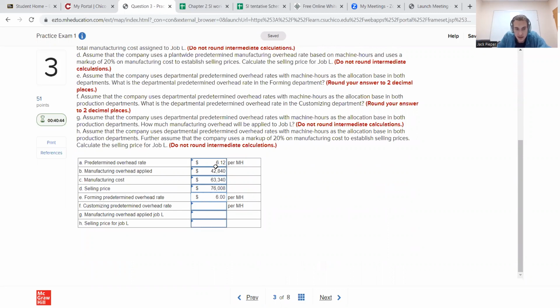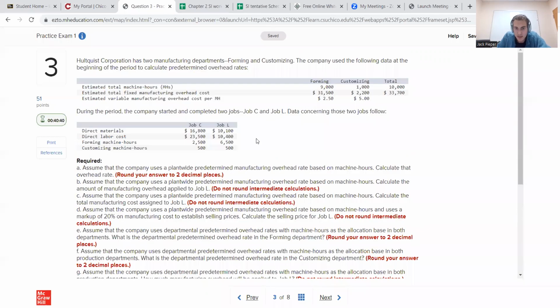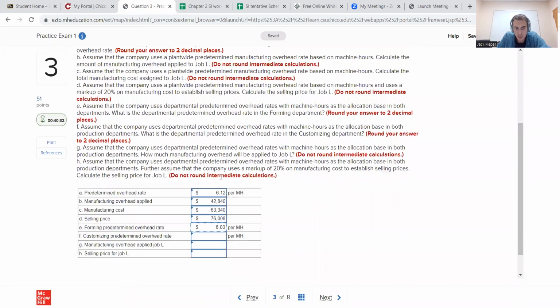So you can see how there's a little discrepancy between the plant wide and the forming, and that's because the plant wide is the average, right? If you were going to average the department wide rates overall, you would get the plant wide.